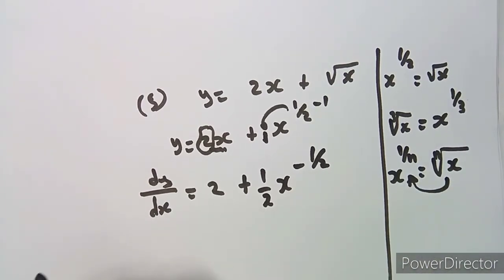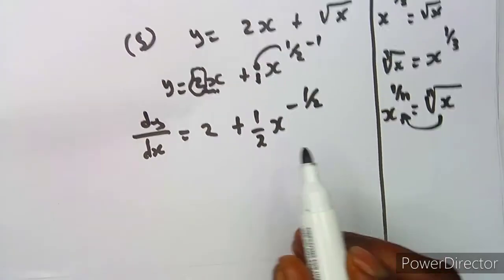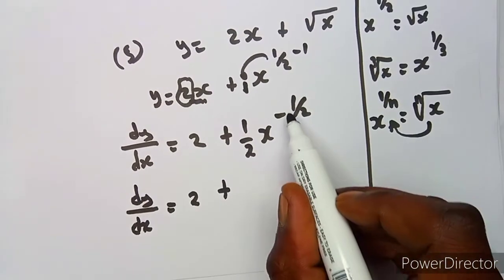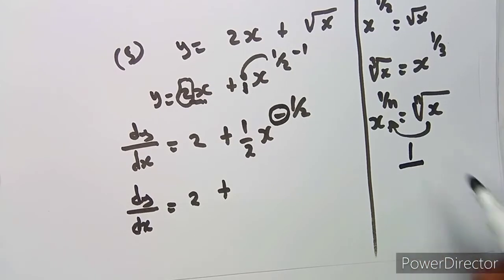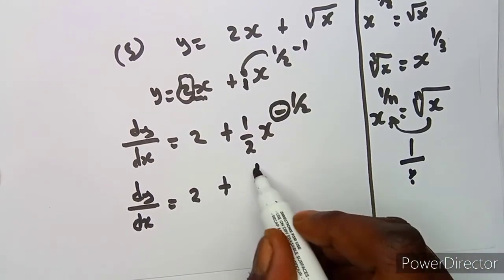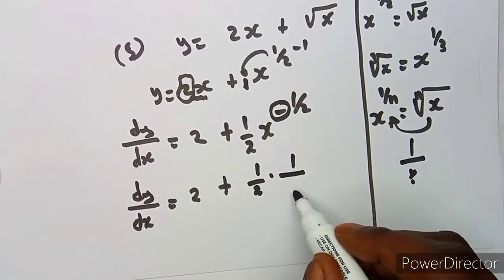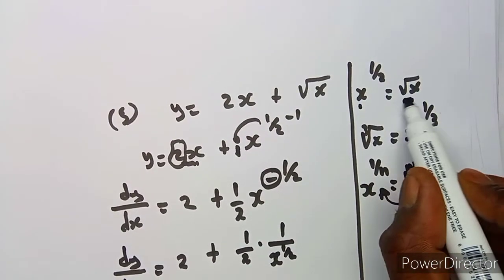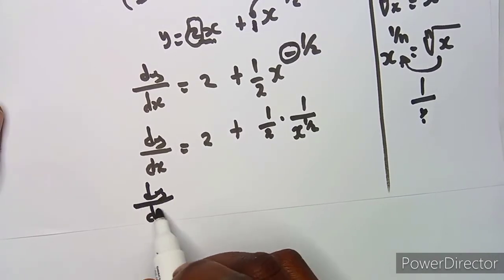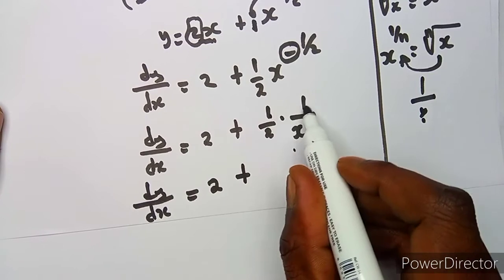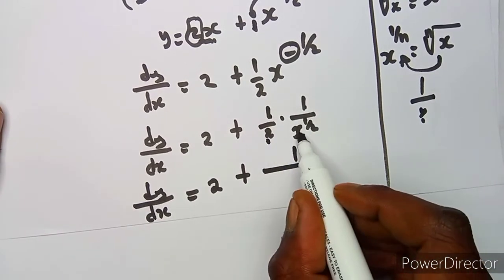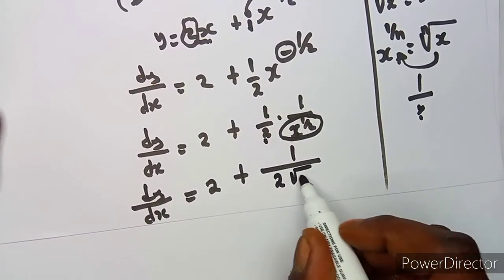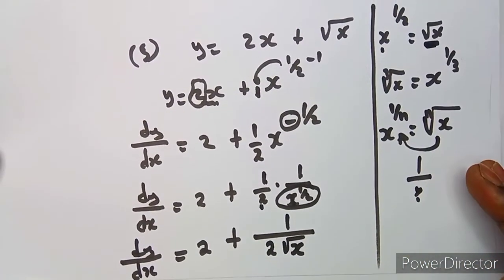So that's it. If you are asked to write your answer with positive exponents, this is what you're going to do, guys. From this stage, you can simplify further. This is 2 plus, remember, we said a negative exponent means 1 over. So we've got 1 over 2 by 1 over x to the exponent of a half, where we know that x to the exponent of a half represents what? The square root of x. So dy/dx is equal to 2 plus 1 times 1 over 2 times x to the exponent of a half, which we said is the same as the square root of x. So it's 1 over 2 square root of x. This is what you're going to have as your final answer.